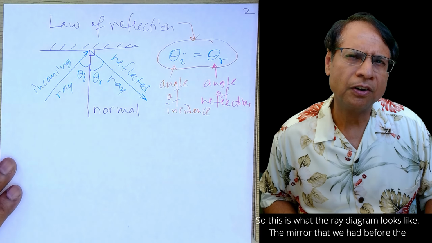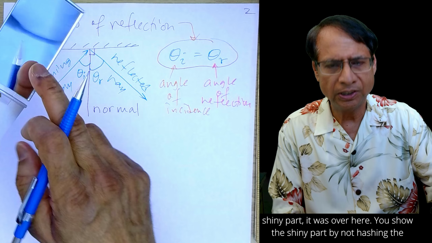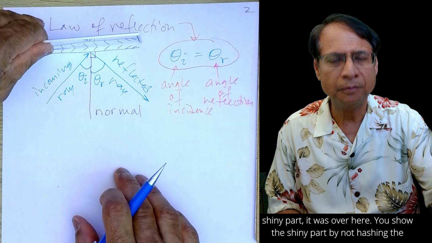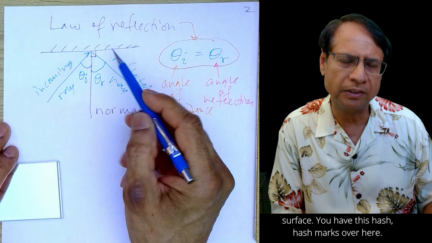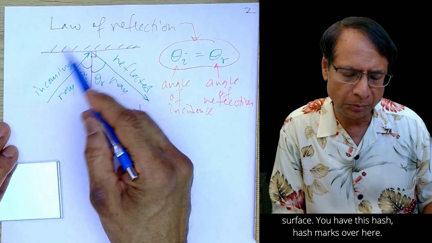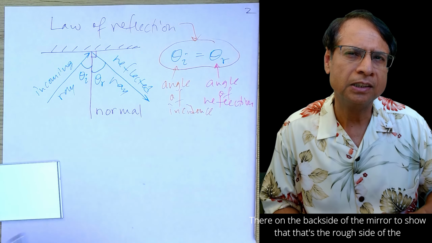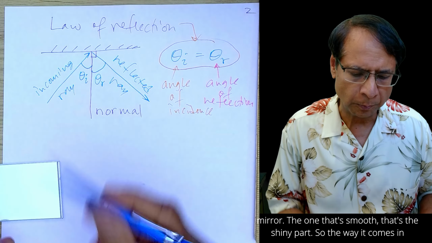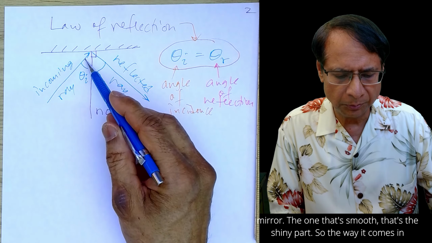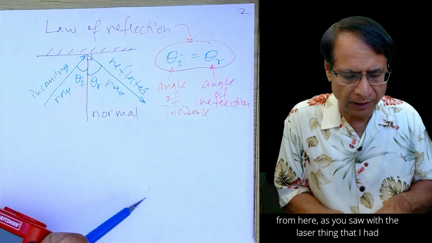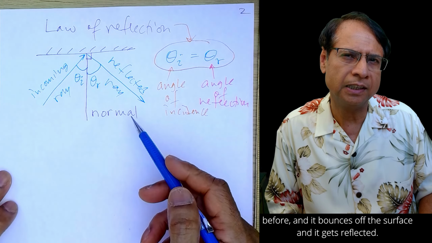So this is what the ray diagram looks like. The mirror that we had before, the shiny part, it was over here. You show the shiny part by not hashing the surface. You have these hash marks over here. They're on the back side of the mirror to show that that's the rough side of the mirror. The one that's smooth, that's the shiny part. So the ray comes in from here, as you saw with the laser that I had before, and it bounces off the surface and it gets reflected.